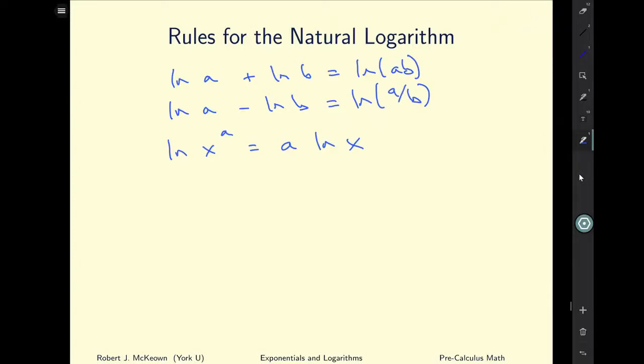And so these are all the same rules that we saw before. Since you've done so much homework, you practiced so much with the regular logs, the natural logarithm will be easy. It's a very simple extension. Same rules apply.